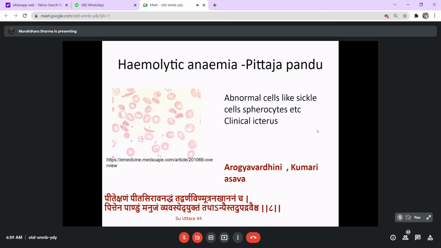That premature destruction of the RBCs results in accumulation of the bilirubin, and hence the patient would have jaundice. So hemolytic anemia is usually accompanied with increased level of bilirubin, which results in pitakshanam, pita siravanadham, tadvarna vinmutra nakha nanam, a yellowish discoloration or icterus is seen.